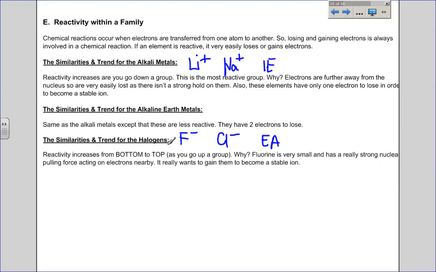So alkali metals and the halogens, the metals and the nonmetals, have opposite trends in their reactivity. For alkali metals, it increases as you go down. For halogens, it increases as you go up from bottom to top. That concludes our discussion of the trends within the periodic table. And the practice questions in the textbook will help you to put elements in order based on the different trends that exist within the periodic table.